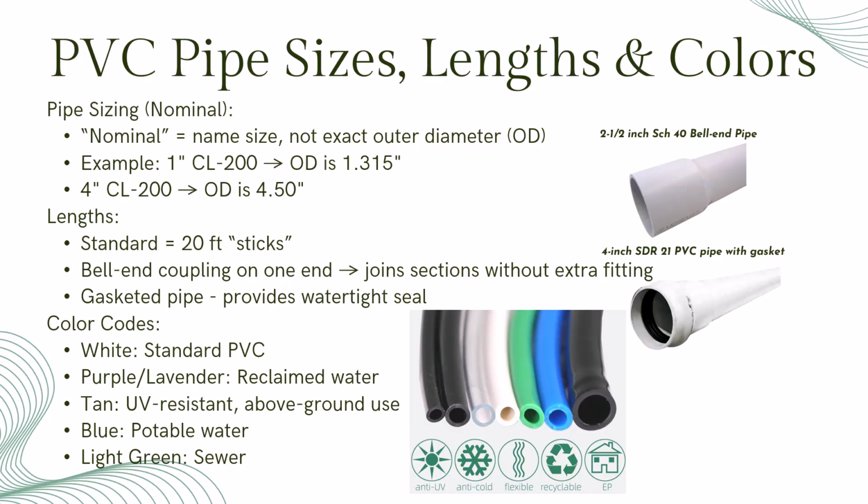Finally, colors. The color tells you something important about the pipe's intended use. White is your standard PVC. Purple or lavender indicates reclaimed water. Tan PVC is UV resistant and designed for above ground use. Blue is for potable water distribution systems. Light green is for sewer applications. Knowing these codes is important for both compliance and safety in the field.